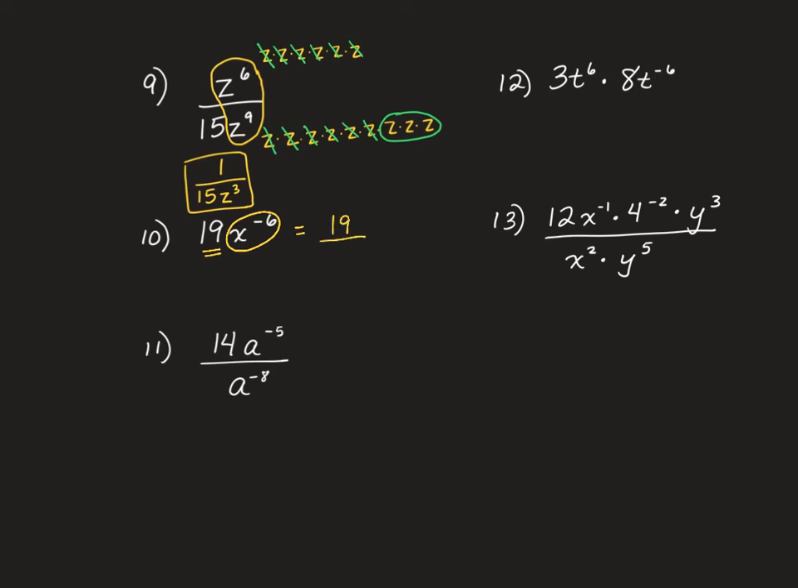It stays on the numerator. The x moves to the denominator and becomes a positive 6 as an exponent now. And there's nothing left to do on this one, so that is completely simplified.